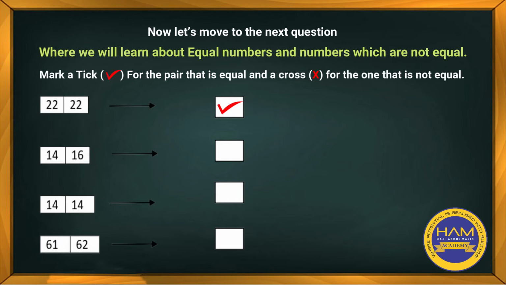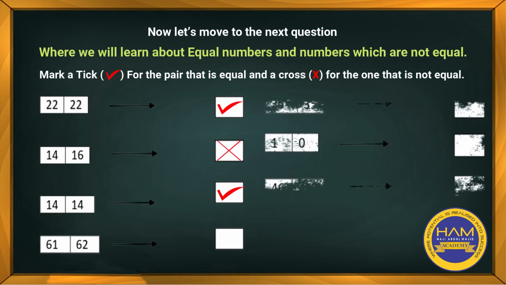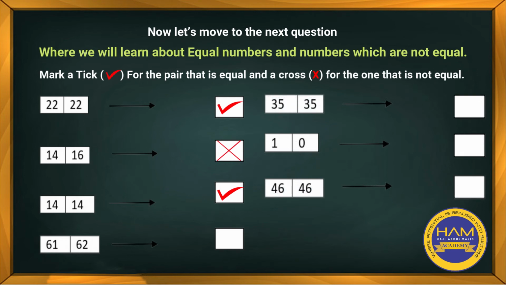Question number 2, 14 and 16. Here we have two different numbers, so they are not equal. So we will put a cross in the box. Next question, 14 and 14. Both sides are equal, so we will mark a tick. The rest of the questions you can do on your own: 61, 62, 35, 35, 1, 0, 46 and 46.